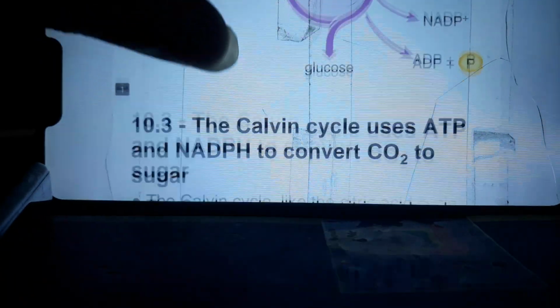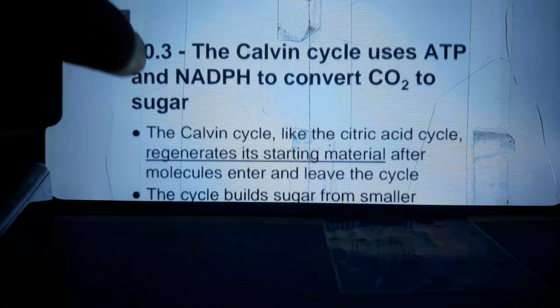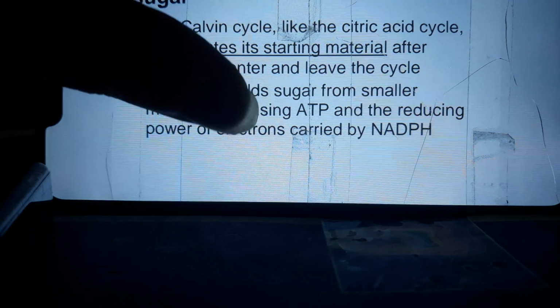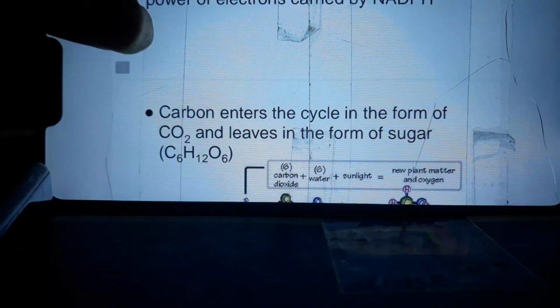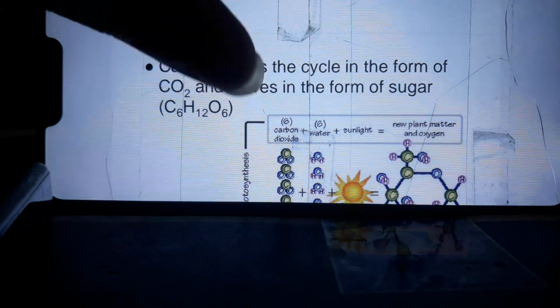plus phosphate. And the next one you see here is that the Calvin cycle uses ATP and NADPH to convert carbon dioxide to sugar. The Calvin cycle, like the citric acid cycle, regenerates its starting material after molecules enter and leave the cycle. Right? The cycle builds sugar from smaller molecules by using ATP and the reducing power of electrons carried by NADPH. Carbon enters the cycle in the form of carbon dioxide and leaves in the form of sugar, C6H12O6, that's glucose.